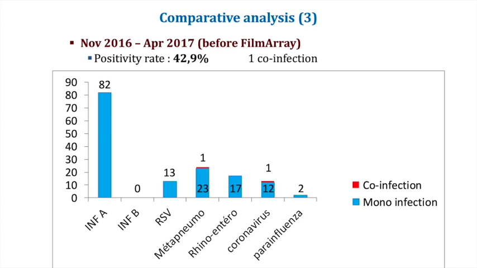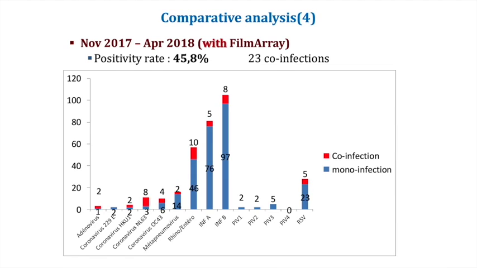Concerning the pathogens identified, in the first period before FilmArray, we had a positivity rate of 43%, with only 1 co-infection, and predominantly influenza A viruses. And in the second period, the positivity rate was 46% with FilmArray, and we identified 23 co-infections.